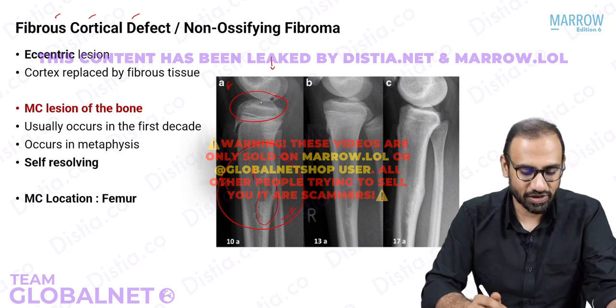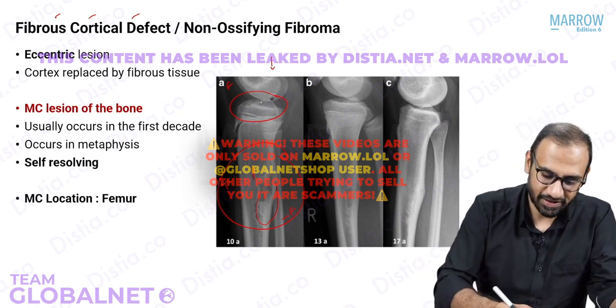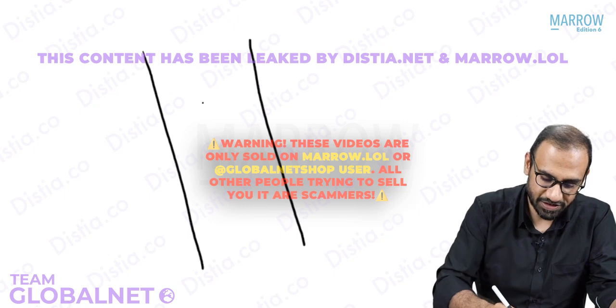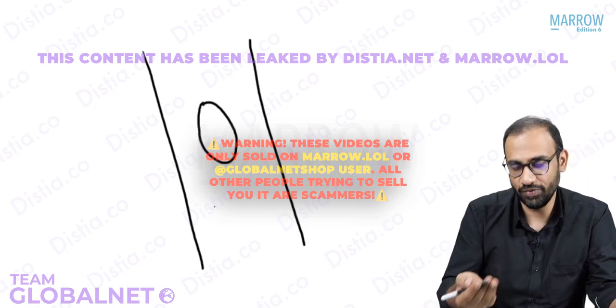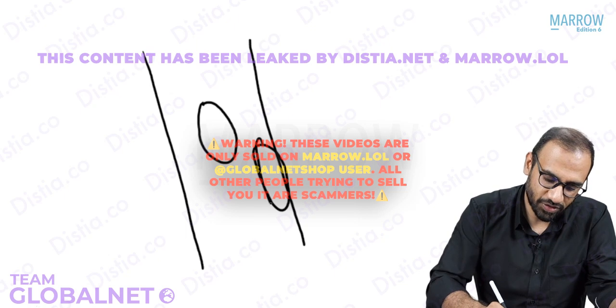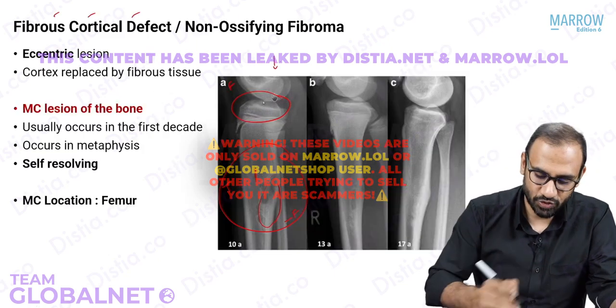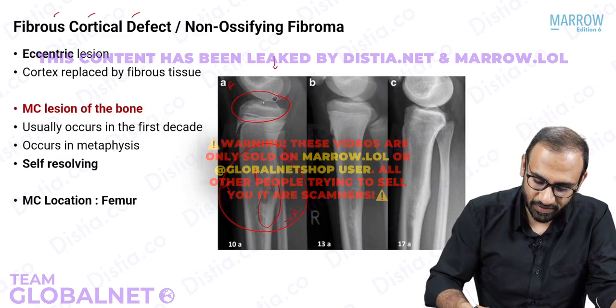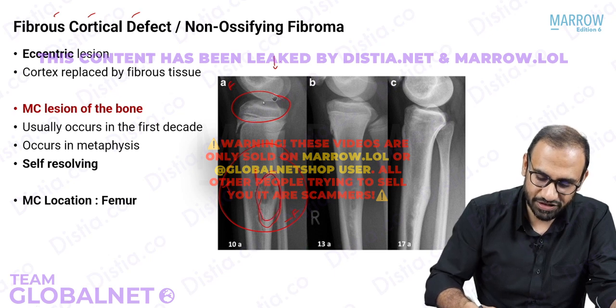Please understand what the words eccentric and centric mean. So this is the bone. If the lesion is in the center, you call it centric, obviously. And if the lesion is in the periphery, what do you call it? Eccentric. So there is a lesion that is eccentric. Can you appreciate this? There is an eccentric lesion in the cortex.